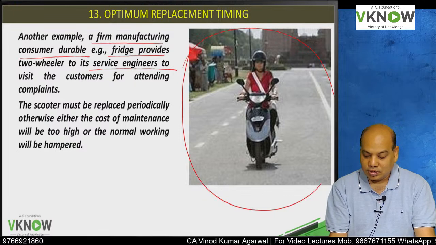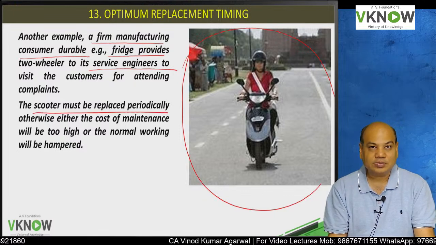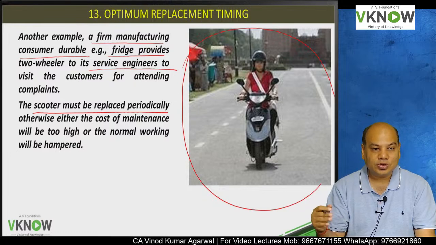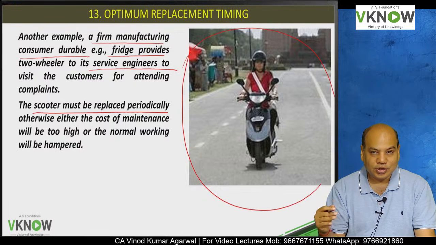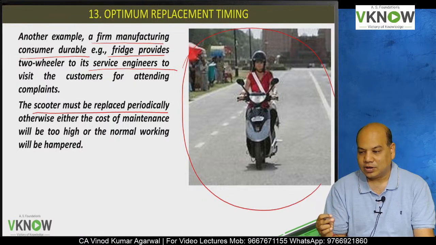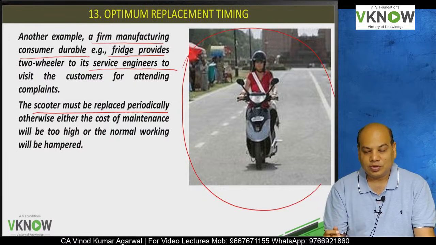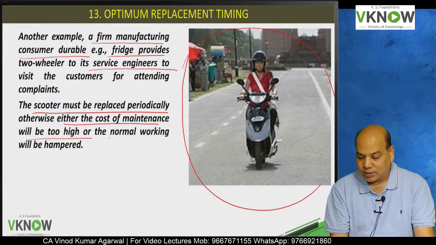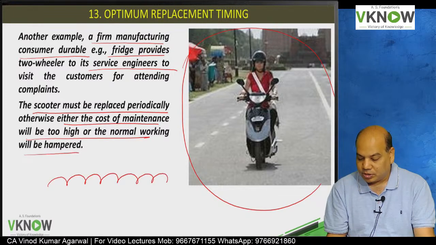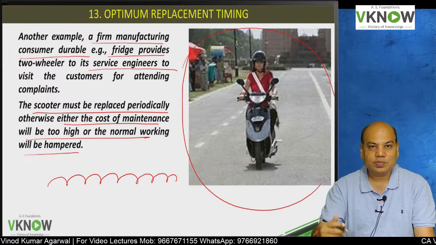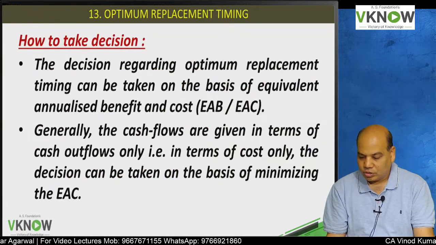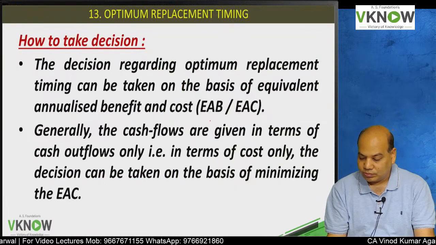But scooter life may be 10 years, but if you wait till 10 years to replace, by the time it goes into the 8th, 9th, 10th year, continuous repair and maintenance will be required, breakdown will be more, customer service will be affected, salvage value will go down, so they will need to replace it. It is better to find out what is the optimum replacement cycle, and you keep on replacing the asset in that optimum cycle. So how to take a decision, I have told you.